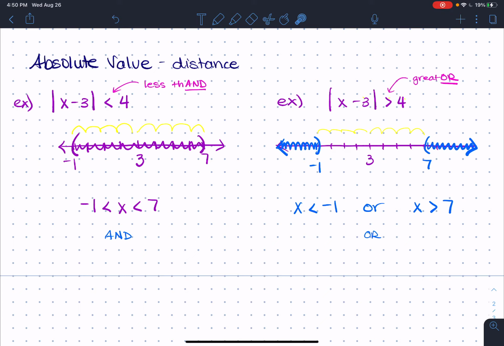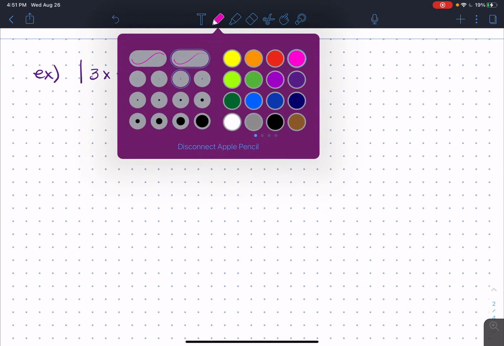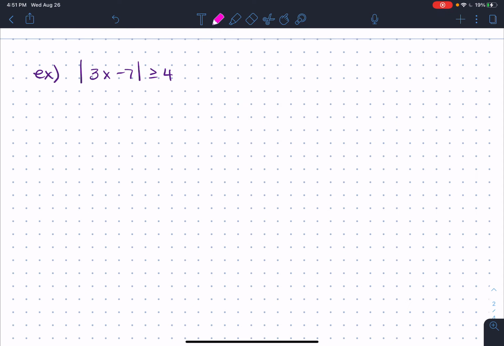Okay, so now we're just going to do a few examples and we'll be done. I got 4 absolute value problems we're going to do. So let's do our first example. How about the absolute value of 3x minus 7 is greater than or equal to 4? When you're solving these, the first thing you want to do is isolate the absolute value. Make sure the absolute value is the only thing on the side of the inequality. In fact, you want to make sure it's on the left of the inequality. So this one's all set up for us.